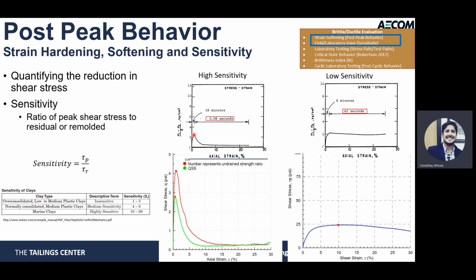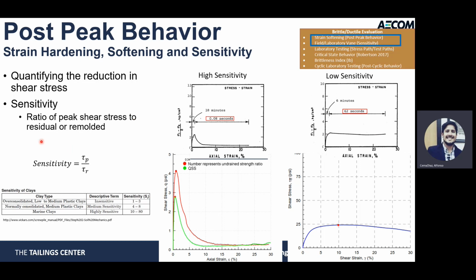It takes about 18 minutes, but suddenly at the point of yielding or instability, these stresses are basically lost in a fraction of seconds. However, a more ductile material, low sensitivity sand, will get to the peak, but the shear stresses are lost in a minute or so. So different types of material, same for sands and clay. You want to really pay attention to the level of sensitivity you have.